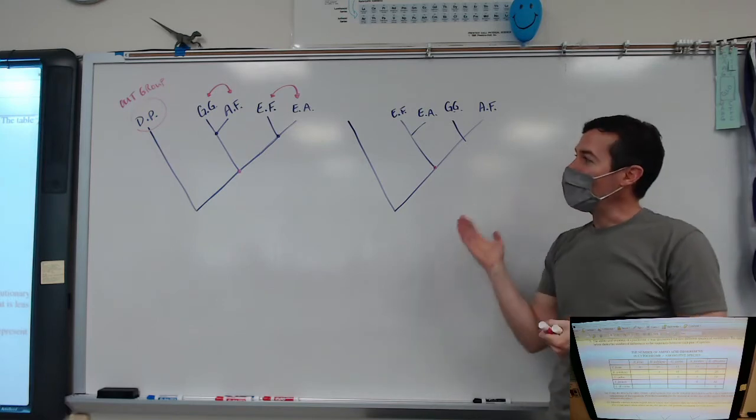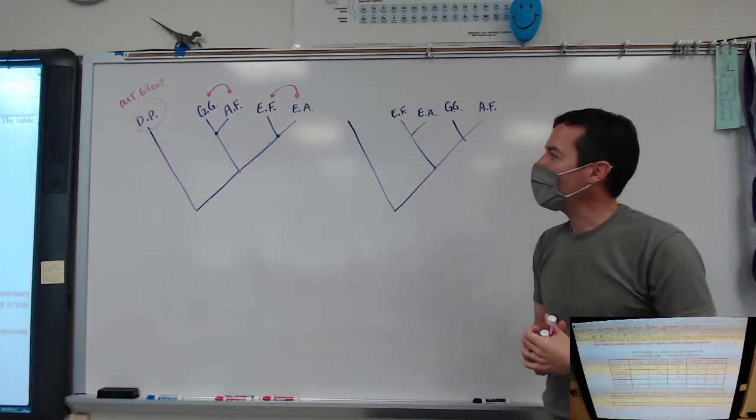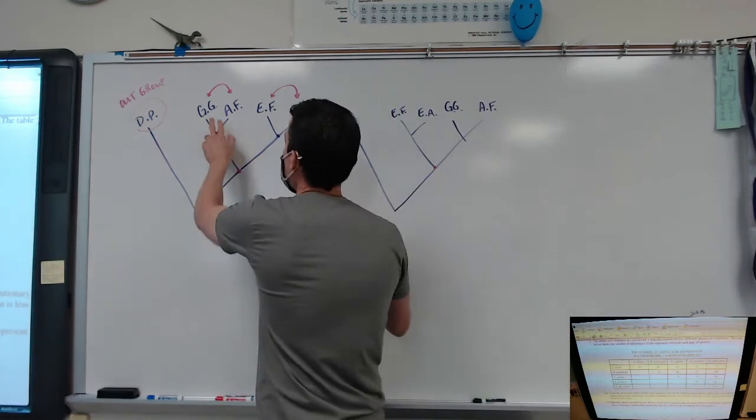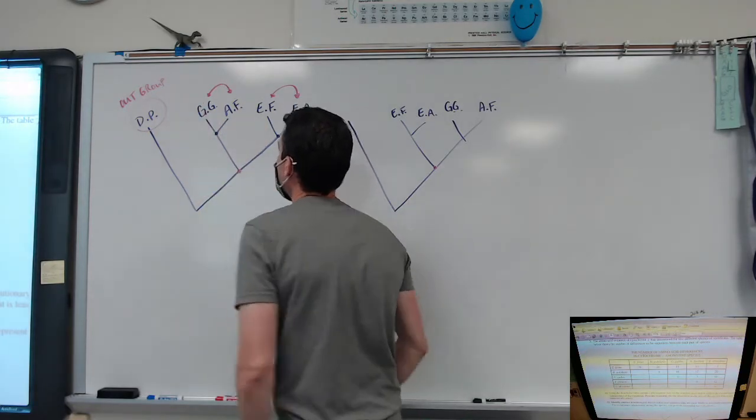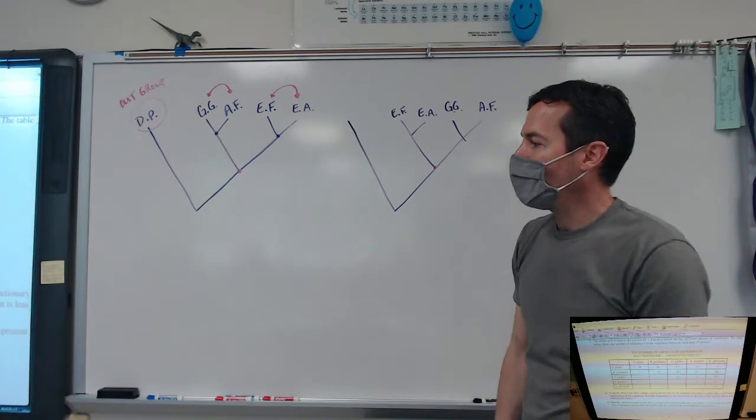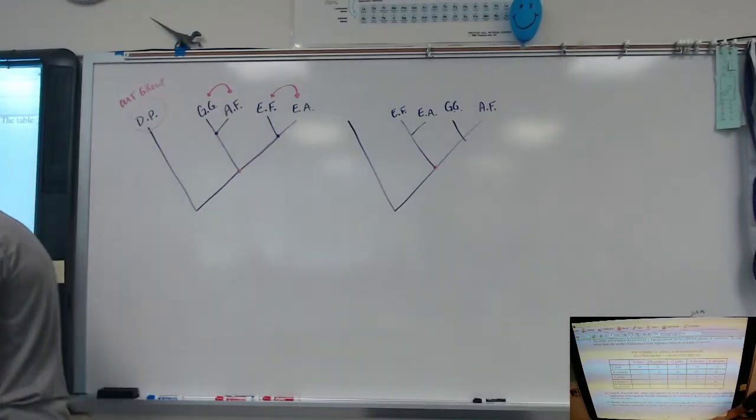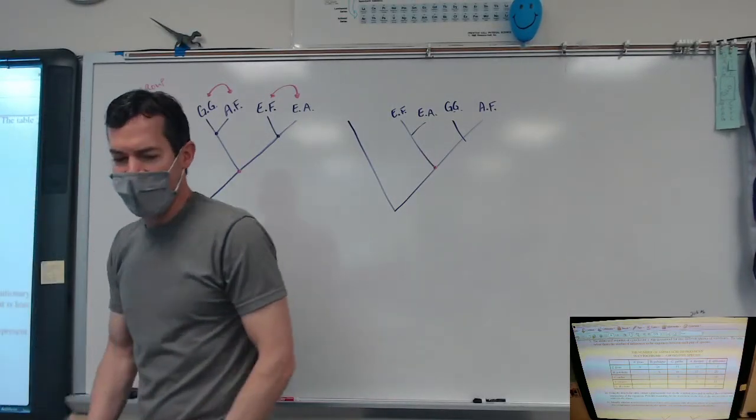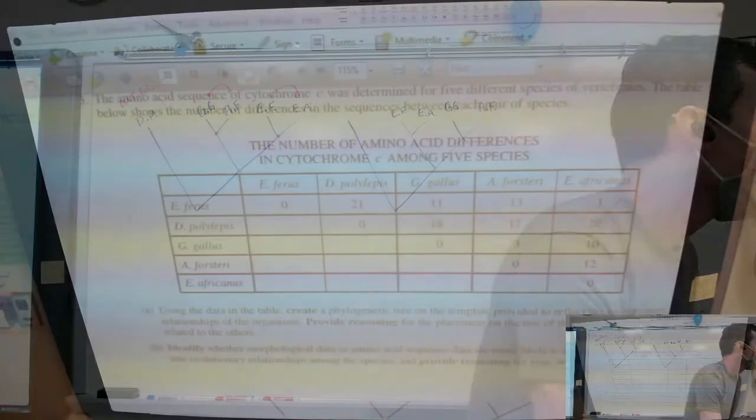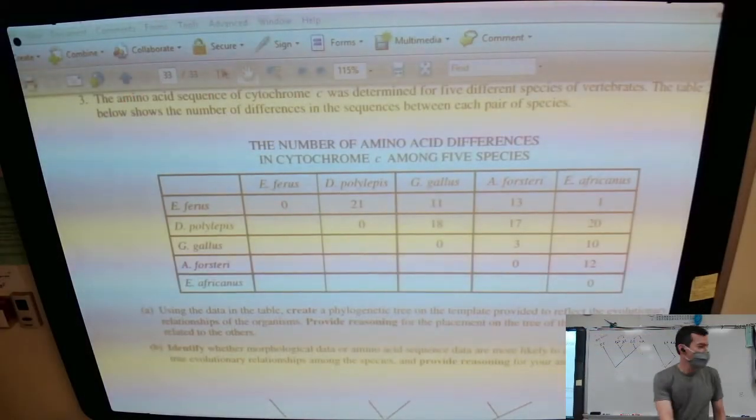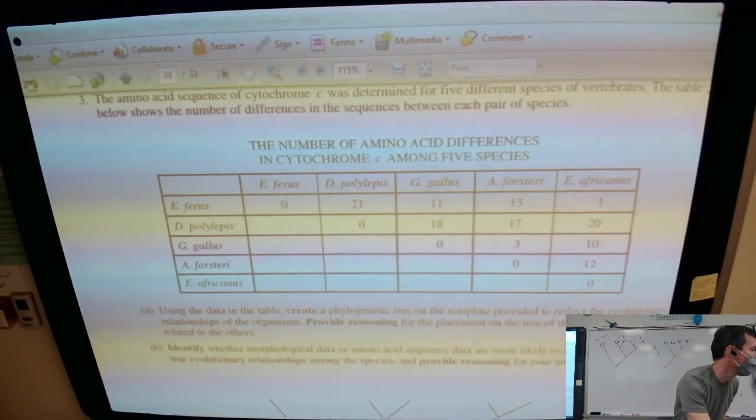The biggest mistake that students make when they start looking for relationships is they start looking left and right only instead of going back. And then the last part, identify whether morphological data, let me flip cameras for you. Identify, and let me move myself.